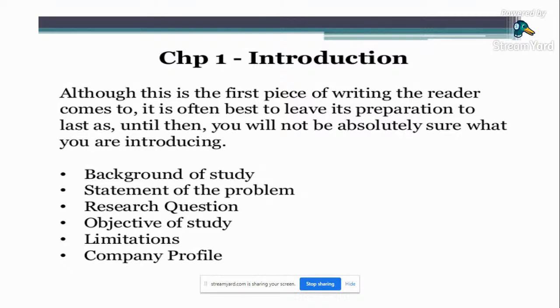Coming to the next, you have mentioned the abstract in the beginning. After the abstract, you will come to the main part, the introduction of that particular topic.